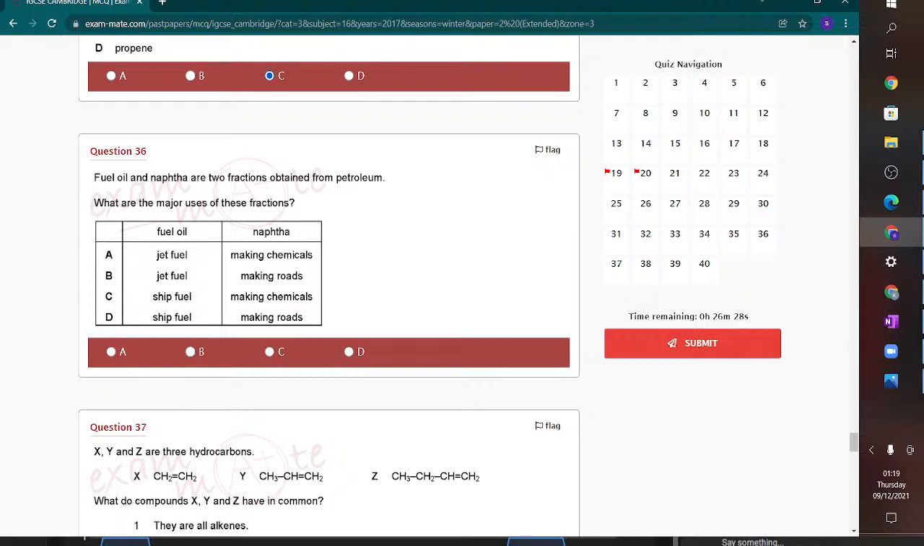Okay, what are the major uses of these fractions? Jet fuel, making chemicals, no, that's naphtha. Jet fuel, making roads, no, that's bitumen. Ship fuel, making chemicals. Oh, my bad, I've been matching it wrong. Okay, fuel oil and naphtha. Naphtha is used to make chemicals, and fuel oil, I guess, is for ship or jet. Okay, I'm confused. Fuel oil, fuel oil. Let's go with C.